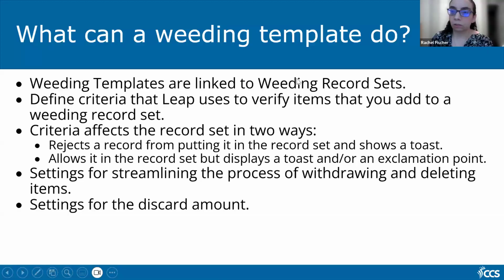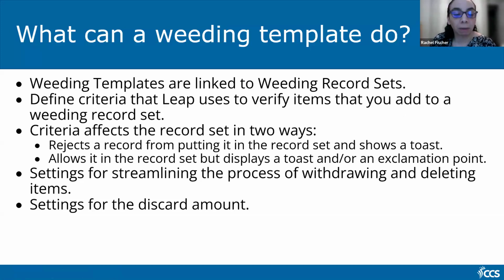All right, so I know Mieko covered this, but I'm just going to briefly review the capabilities of the weeding template. There are many different settings controlled by the weeding template. It controls how the weeding workflow is handled when it's linked to their weeding record set. The settings include the ability to define the criteria that Leap uses to verify items that you add to a weeding record set. It can affect the record set in two ways.